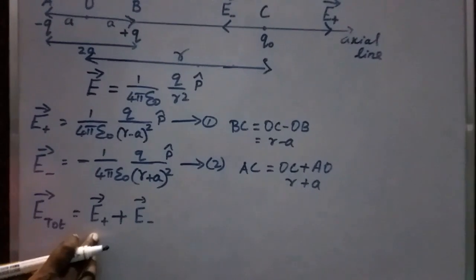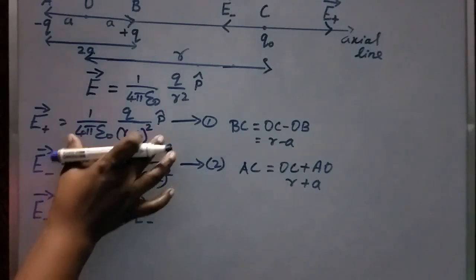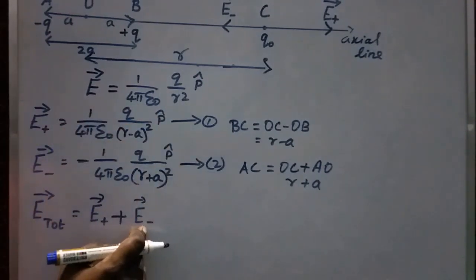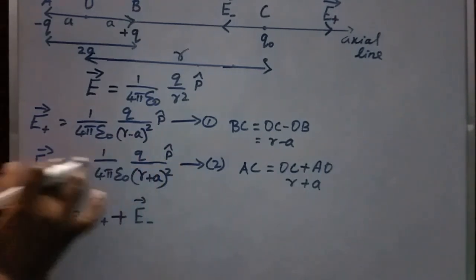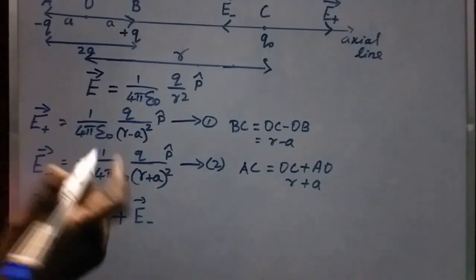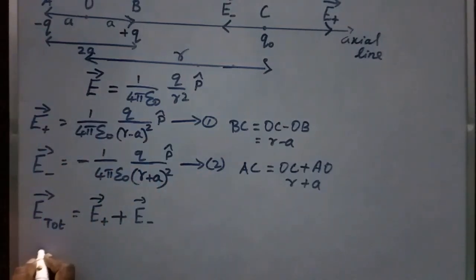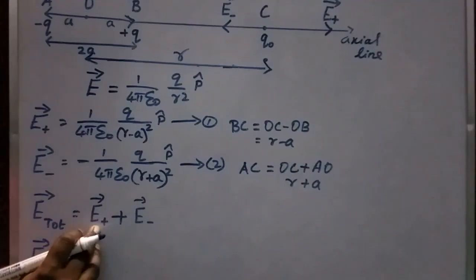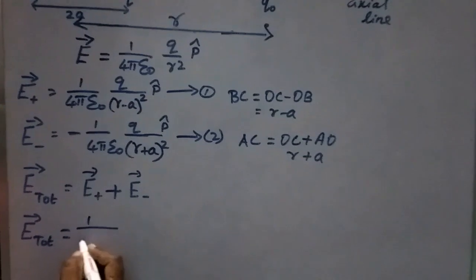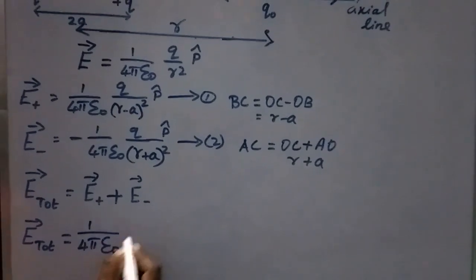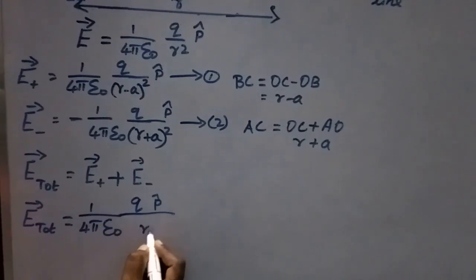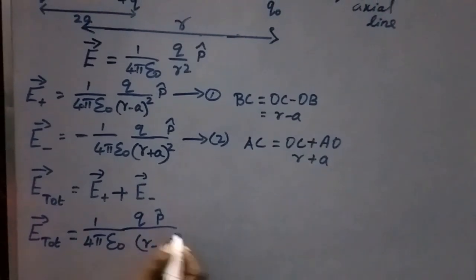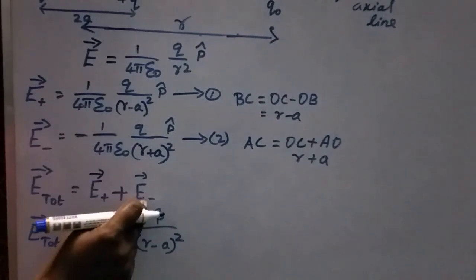Now, in this equation, substitute the value of E plus from equation number 1, and instead of E minus, substitute the value of E minus from equation number 2. So E total vector equal to, what's the value of E plus? This one. Just substitute the same: 1 by 4 pi epsilon 0, q p cap by (r minus a) the whole square, here plus into E minus.